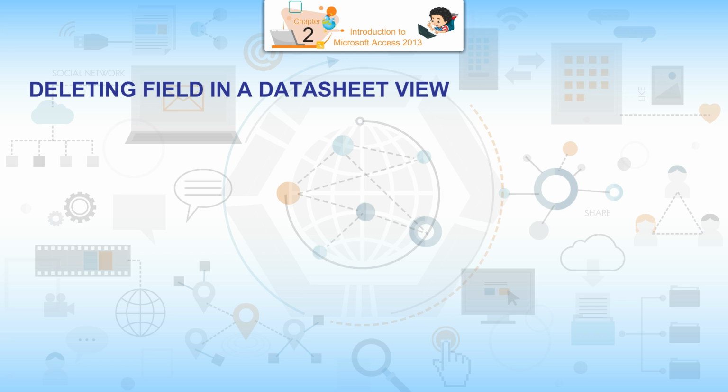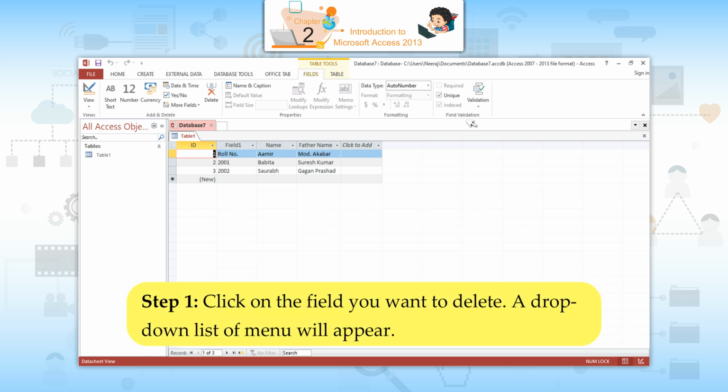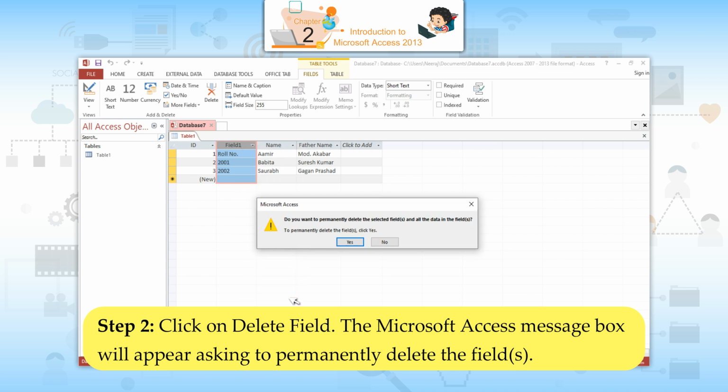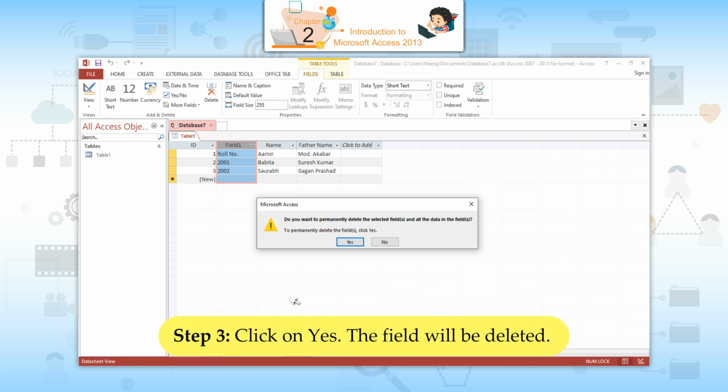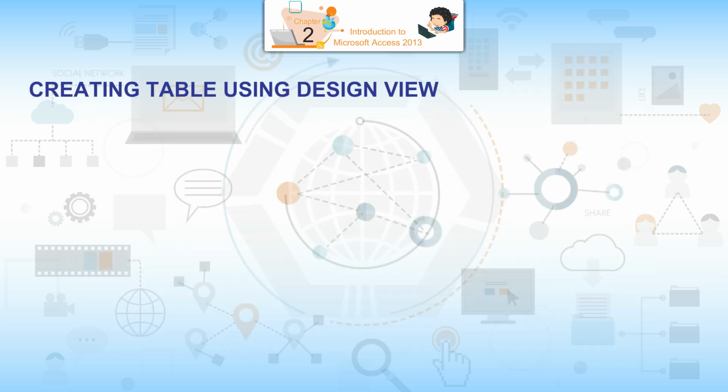Deleting field in a datasheet view. Follow the given steps to delete field in a datasheet view. Step 1. Click on the field you want to delete. A drop-down list of menu will appear. Step 2. Click on Delete Field. The Microsoft Access message box will appear asking to permanently delete the field or fields. Step 3. Click on Yes. The field will be deleted.